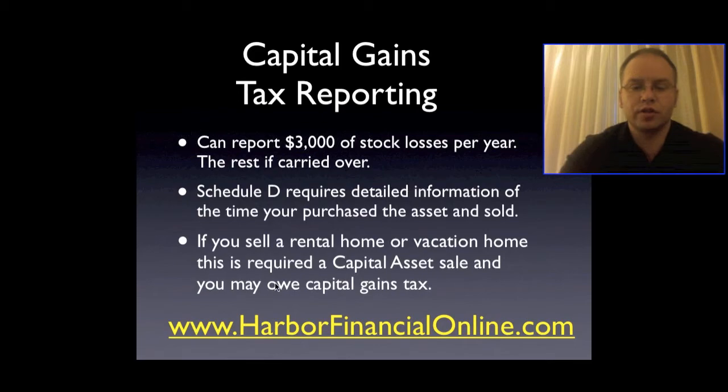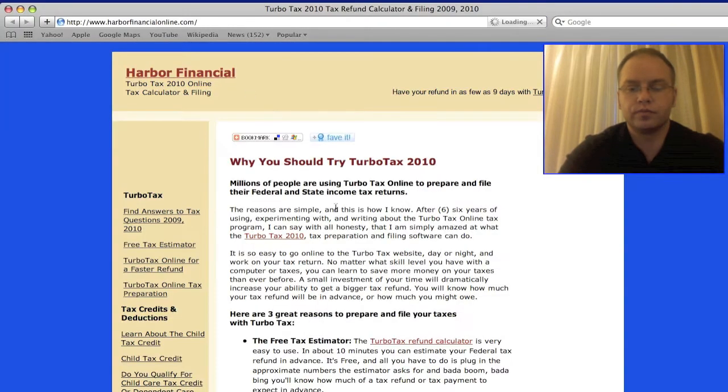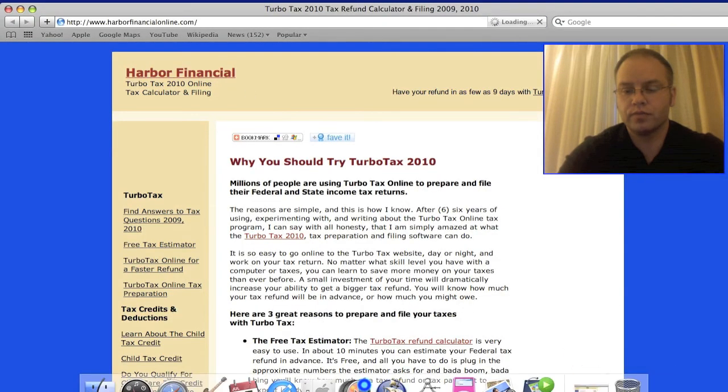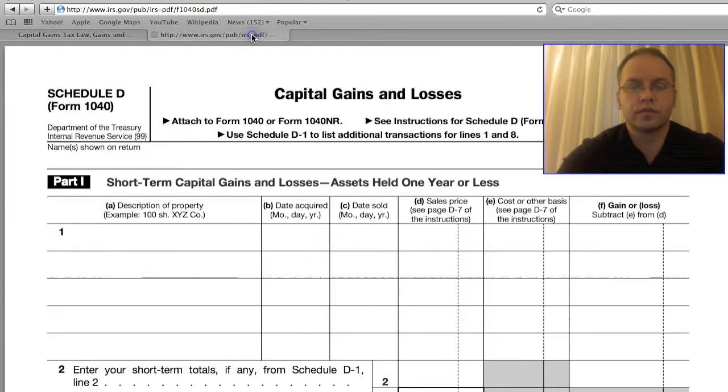So let's go to the Schedule D real quick. Okay, so this is the Schedule D form. This gets attached to your regular Form 1040. In Part 1, you can see here, this is going to be the description of the property. So we'll just put XYZ stocks. The date acquired, we'll make up a date. Date sold, we'll make up another date.